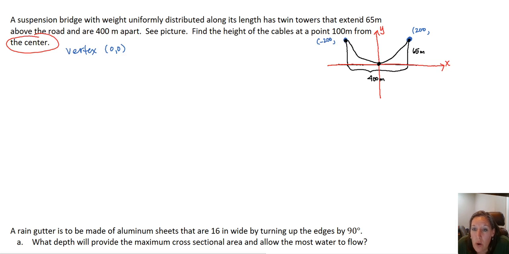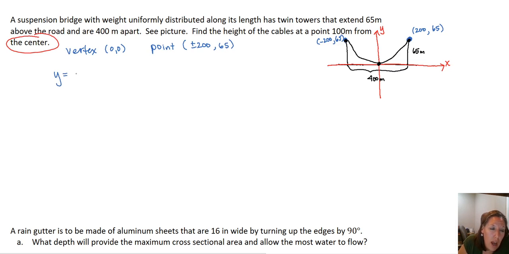And then we know that our towers are 65 meters above the road, so that's giving us our y-coordinate at those two points. And so we can use either one of those. We know that it goes through the point either plus or minus 200, 65. And we're going to use that to find the equation of our parabola. Since we know the vertex, it's going to be a whole lot easier to use either that h, k form or that standard form.